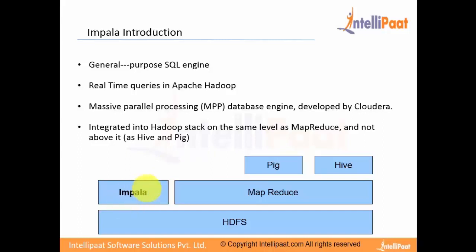So when we execute any query using the Impala execution engine, it will not leverage the MapReduce processing paradigm, but will rather use the MPP or Massively Parallel Processing database engine, as we discussed, which is developed by Cloudera, to process the data in HDFS. What the Massively Parallel Processing database engine is, we'll discuss in the later slides.